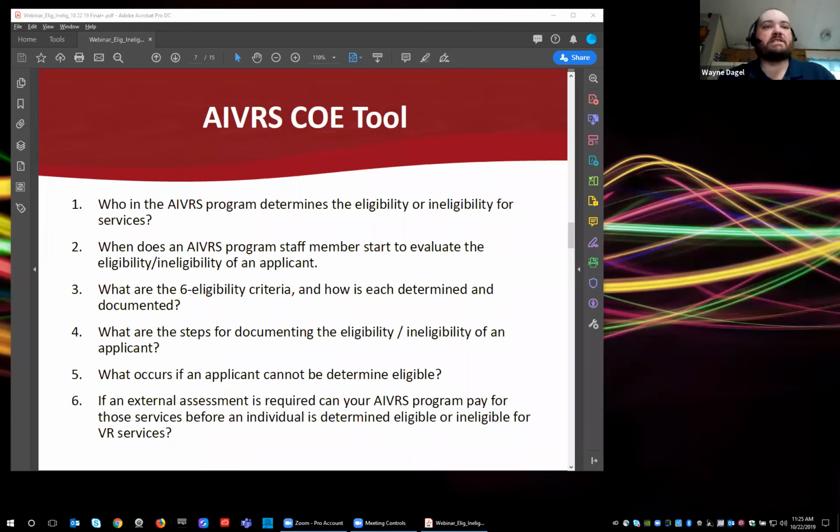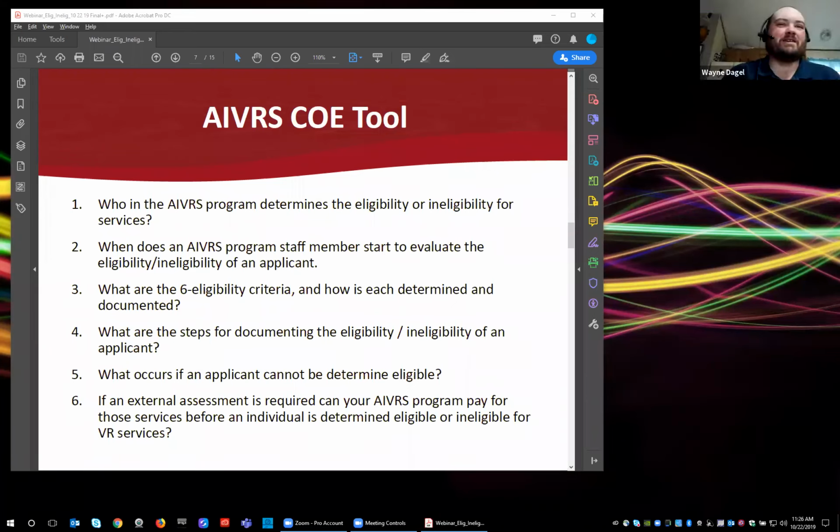Number 4, what are the steps for documenting eligibility and ineligibility? We went through it, right? You have to identify that they meet all 6 criteria. You have to create a certificate of eligibility or ineligibility. It has to be in the file. You have to have the supporting documentation in the file, and you need to have the case note that goes with it documenting that eligibility. Bravo. You get a star.